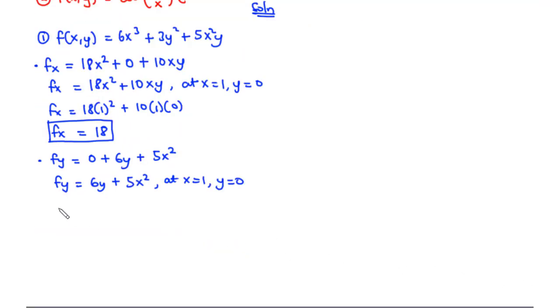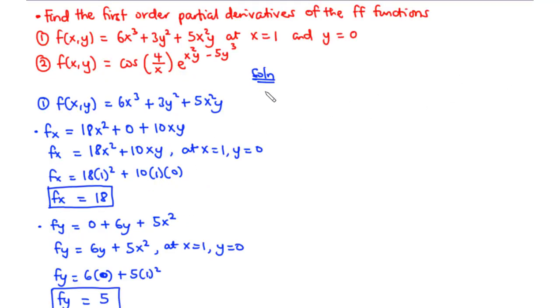We have fy equal to 6 times 0 plus 5 times 1 squared, which is equal to 5. So we have fy equal to 5 at x equals 1 and y equals 0. Now let's move on to the second example.